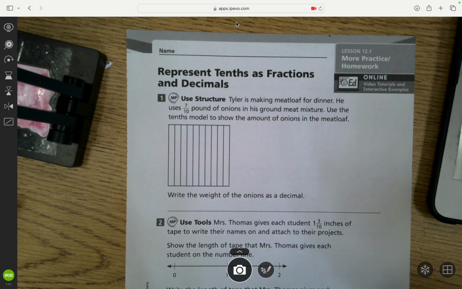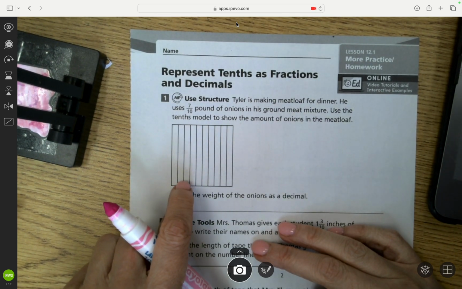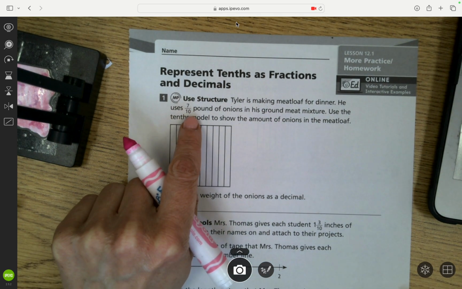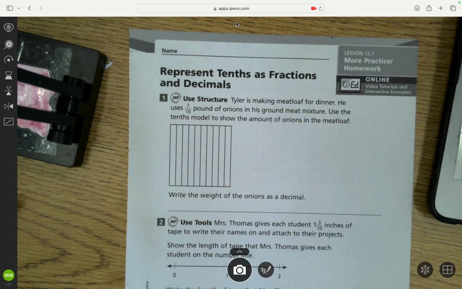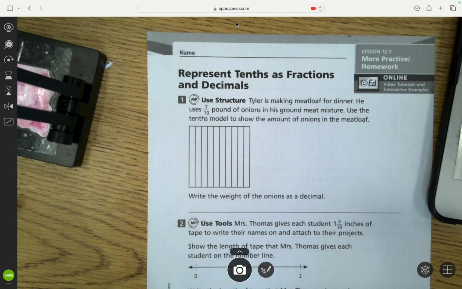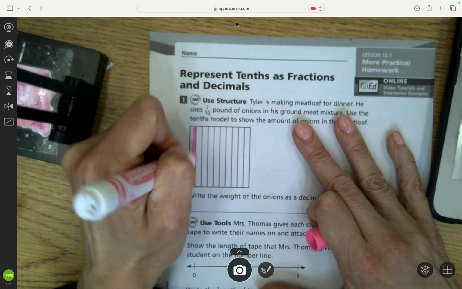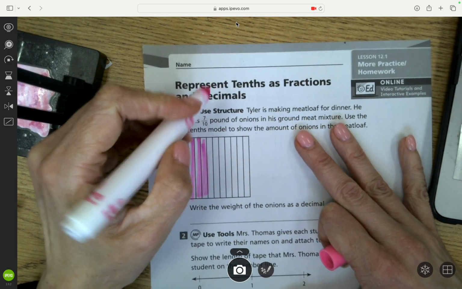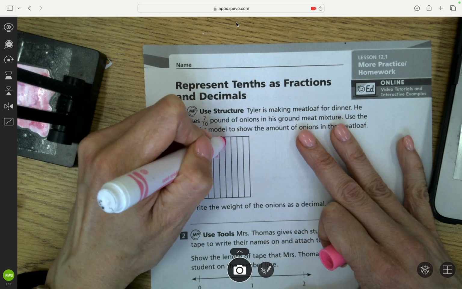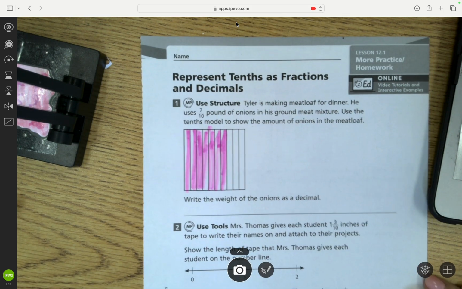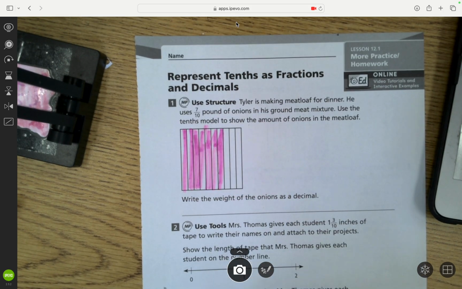Okay. So I bet there's 10 parts here. 1, 2, 3, 4, 5, 6, 7, 8, 9, 10. Yes. He uses 7/10 pound. Okay. That means 7 parts. So you're going to color it. 1, 2, 3. And do we have to be perfect when we color? No. 1, 2, 3, 4, 5, 6, 7. Okay. So that is 7/10.